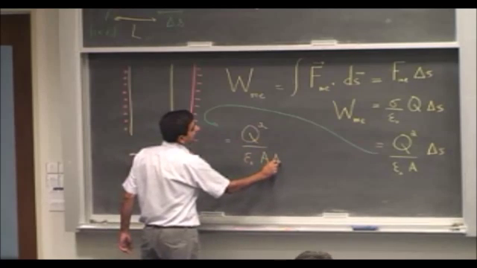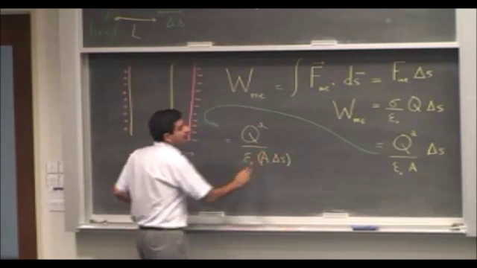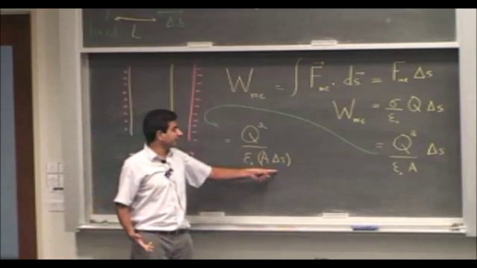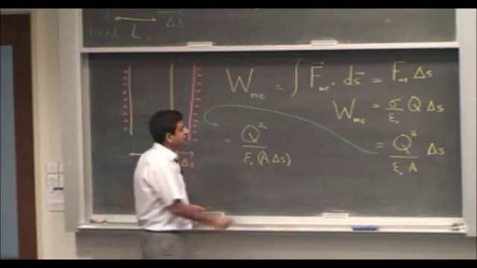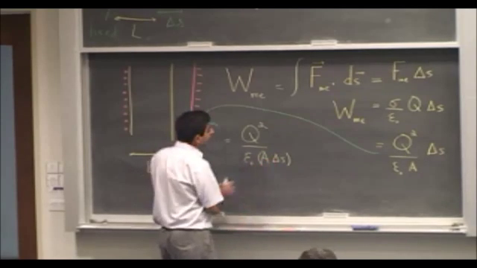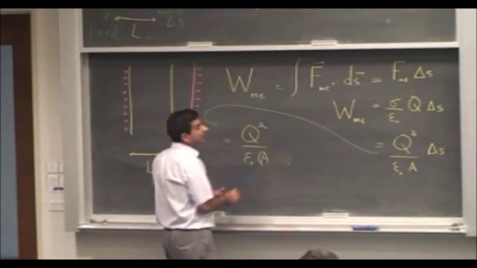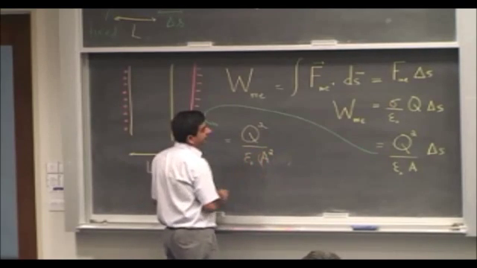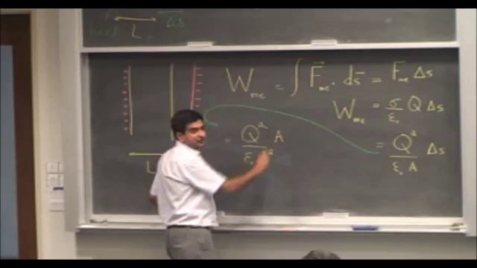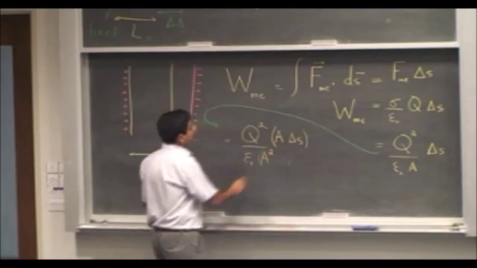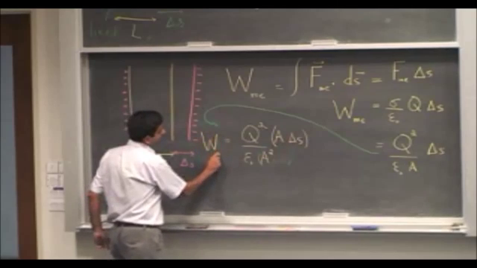I put in a delta S according to my own desire in the denominator. If I put a delta S here, I would like to put, alright, instead of putting a delta S here, let's put an A here. So I put A square here. Here I would also like to put an extra A into delta S. So this is the work done.